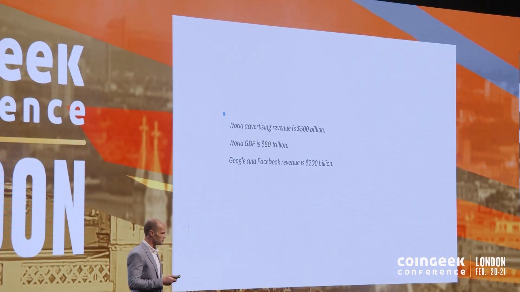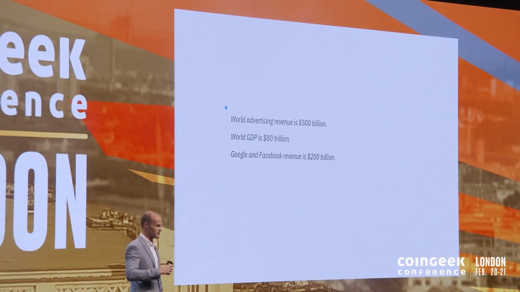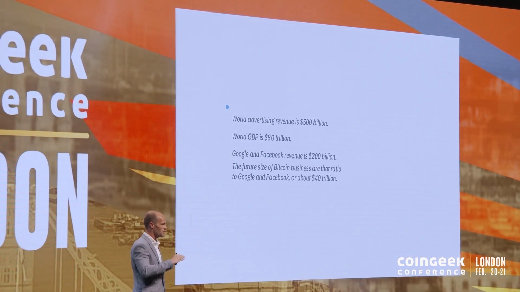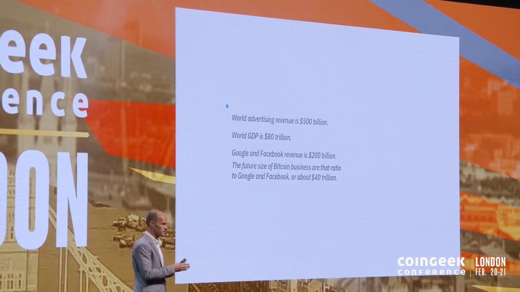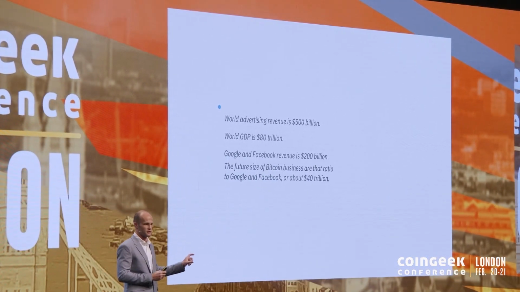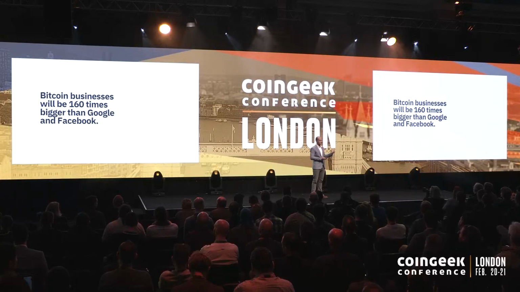Google and Facebook revenue is about 200 billion, so that's a fairly large fraction of the entire world advertising revenue. So we can compute a rough estimate here of the size of the world economy to the size of Google and Facebook. I think this is a way to think about the size of the opportunity in Bitcoin. So the internet today, being dominated primarily by advertising revenue, is a tiny, tiny fraction of what the ultimate size of the economy will be. So that ratio is about 160 times.